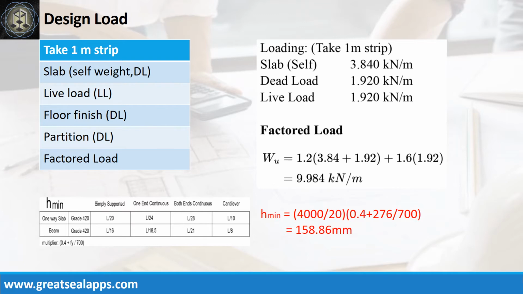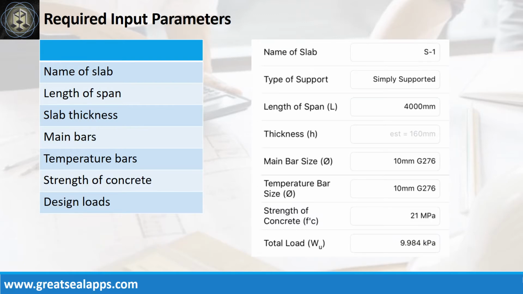Enumerate input parameters required. Name of slab S1, type of support simply supported, length of span 4,000 mm, slab thickness 160 mm, main bars and temperature bars 10 mm bar at grade 276, strength of concrete 21 megapascal, and factored load 9.984 kilopascal.